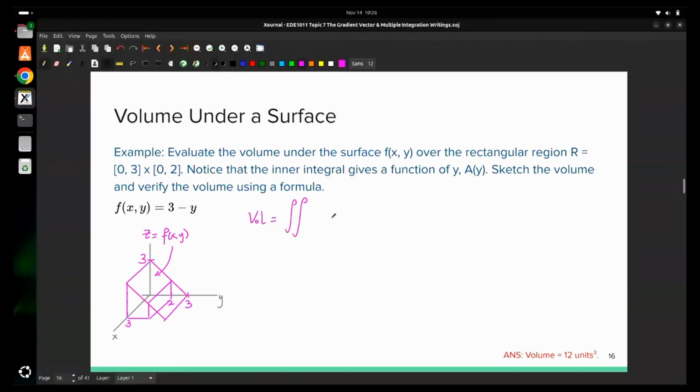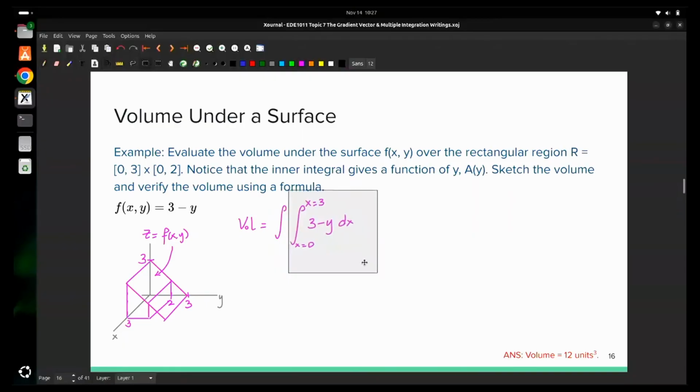So I can do with respect to x first. We have 3 minus y, which is your function. Let's do with respect to x first, following the concept in the earlier slide. That means this part must be from x equals 0 to x equals 3, because you integrate with respect to x first, so the limits must be for x first.